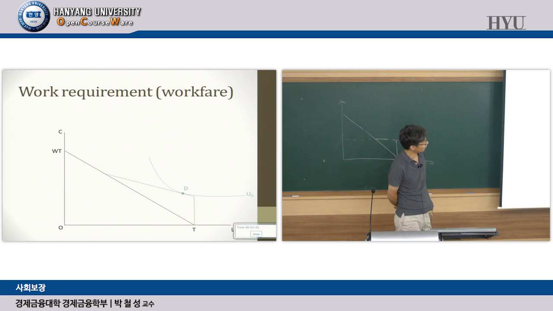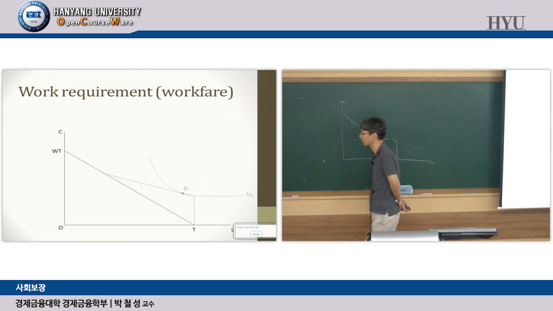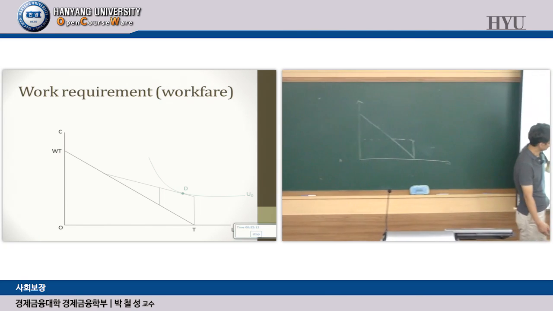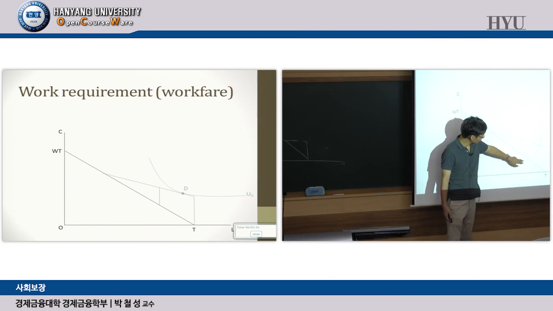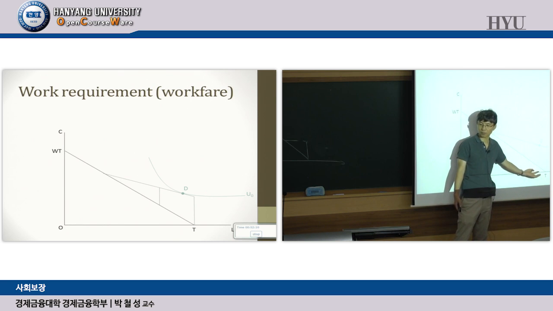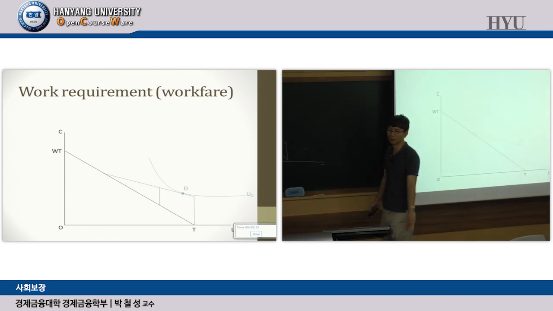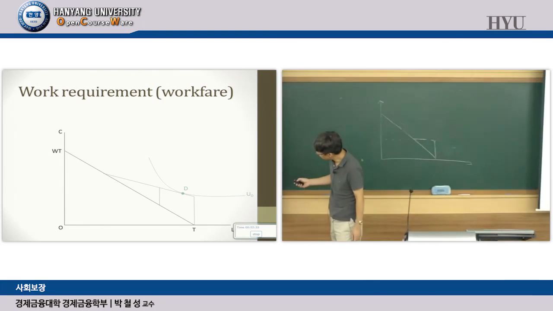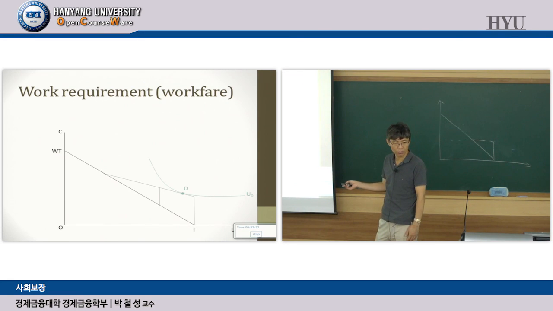Okay, another crude way of changing the behavior of individuals is to make the individual work to be eligible for the welfare program. So one crude way is, okay, you get the welfare benefit only when your working hours are longer than a certain threshold. So you should, for example, work at least 20 hours a week or 15 hours a week to be able to get welfare. Okay. If you do not work or work only for short hours, you wouldn't get any benefit. Just a work requirement. Okay. You set the work requirement.